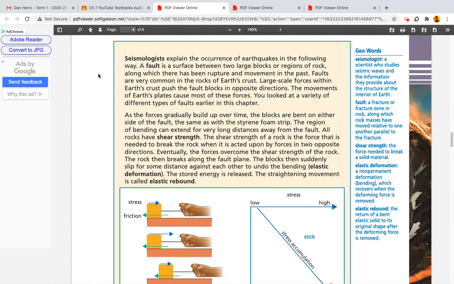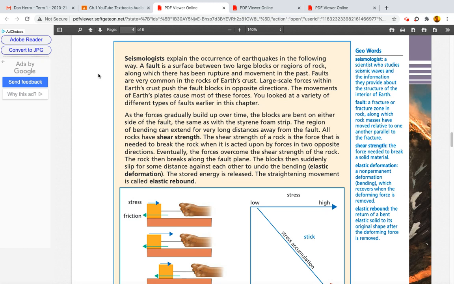Seismologists explain the occurrence of earthquakes in the following way. A fault is a surface between two large blocks or regions of rock along which there has been rupture and movement in the past. Faults are very common in the rocks of Earth's crust. Large-scale forces within Earth's crust push the fault blocks in opposite directions. The movements of Earth's plates cause most of these forces. You looked at a variety of different types of faults earlier in this chapter.